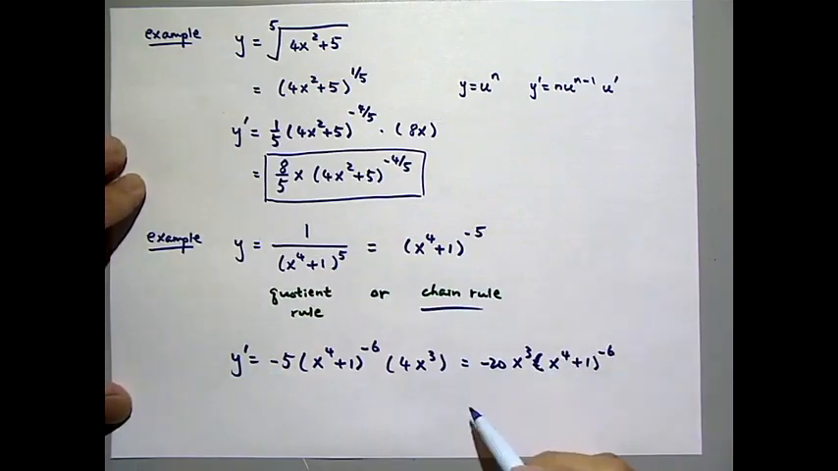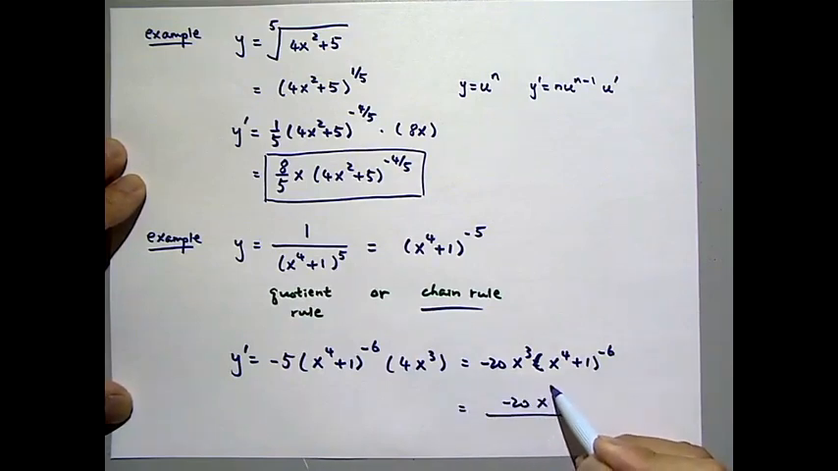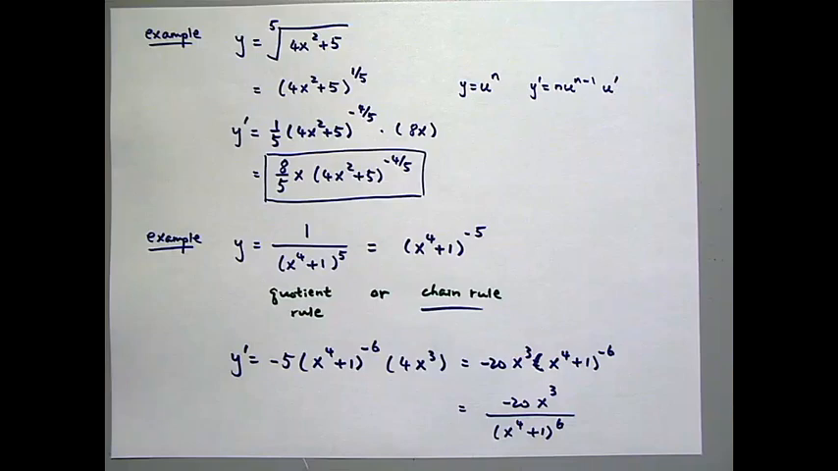We can write it that way, or we could put it back in the form of a fraction. Either of these is fine. WebAssign would take either of these. Probably would even take that. It doesn't seem to be too picky with simplification most of the time. Okay, does that make sense? Any questions on these examples?